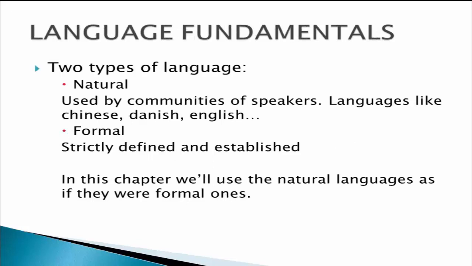Language fundamentals. There are two types of languages, natural and formal. The formal one is made from symbols and strings, unlike the natural one, which is not strictly defined nor established and is used by speaker communities. Both languages have semantics, but only the formal one has an established grammar. In this chapter, we'll use natural languages as if they were formal ones.